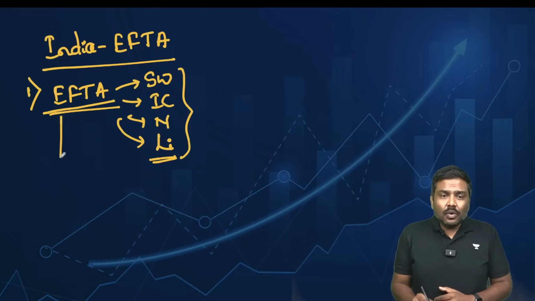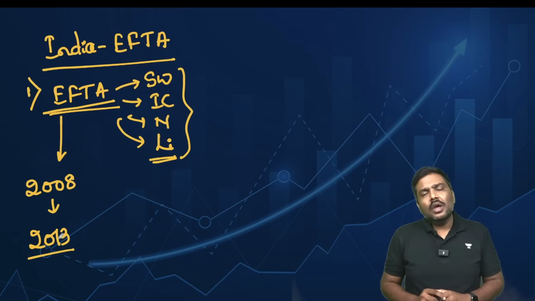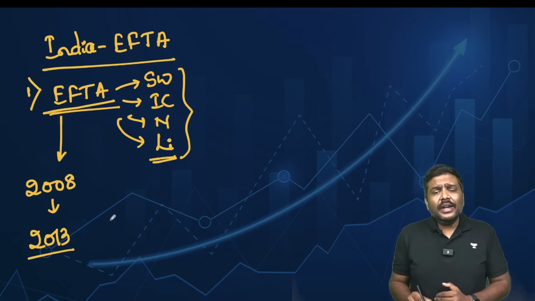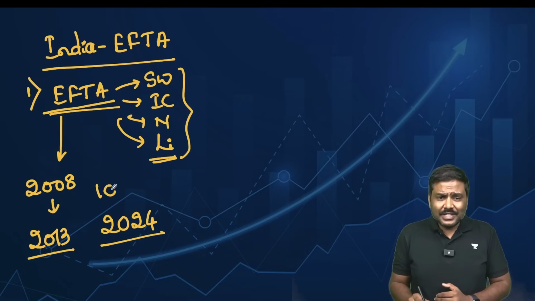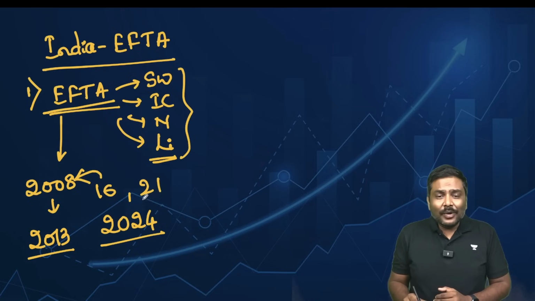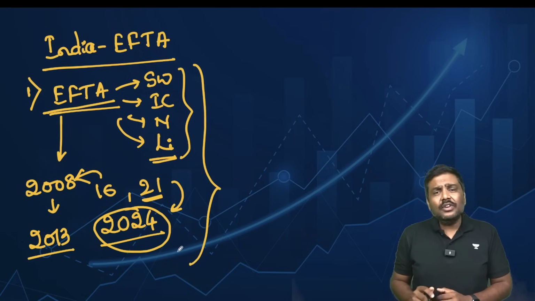India started negotiations with EFTA back in the year 2008, and by the year 2013 the differences were so wide that the negotiations stalled. After that, the negotiations started again, and finally in the year 2024, after 16 years from the year when it started, and after 21 rounds of talks, we have signed a free trade agreement with EFTA now.